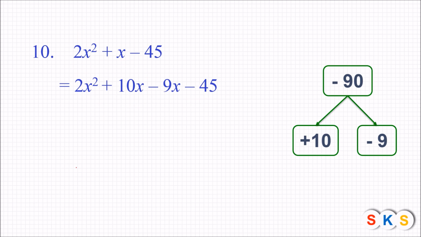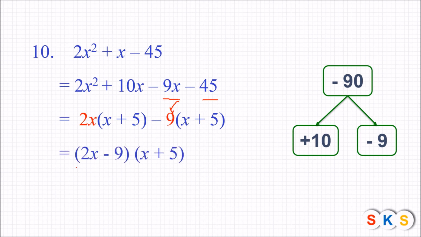Okay, so we will get here 2x in a bracket x plus 5. And what is common in the next group over here? You can see here the 9 is common because 9x means 9 into x, and 45 means 5 into 9. So common is 9. Okay, that I have taken here common. So what is left in the bracket? X plus 5. So what we will get here? 2x minus 9 in the first bracket. In the second bracket, you will get x plus 5. Therefore, 2x square plus x minus 45 can be written as x plus 5 into 2x minus 9.